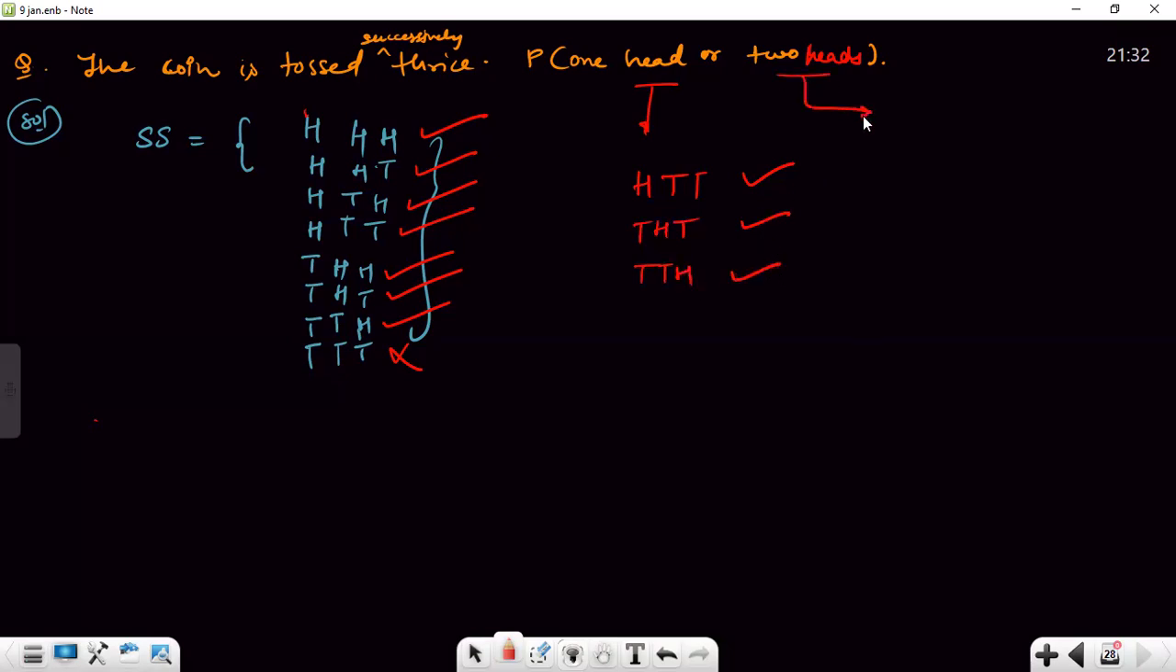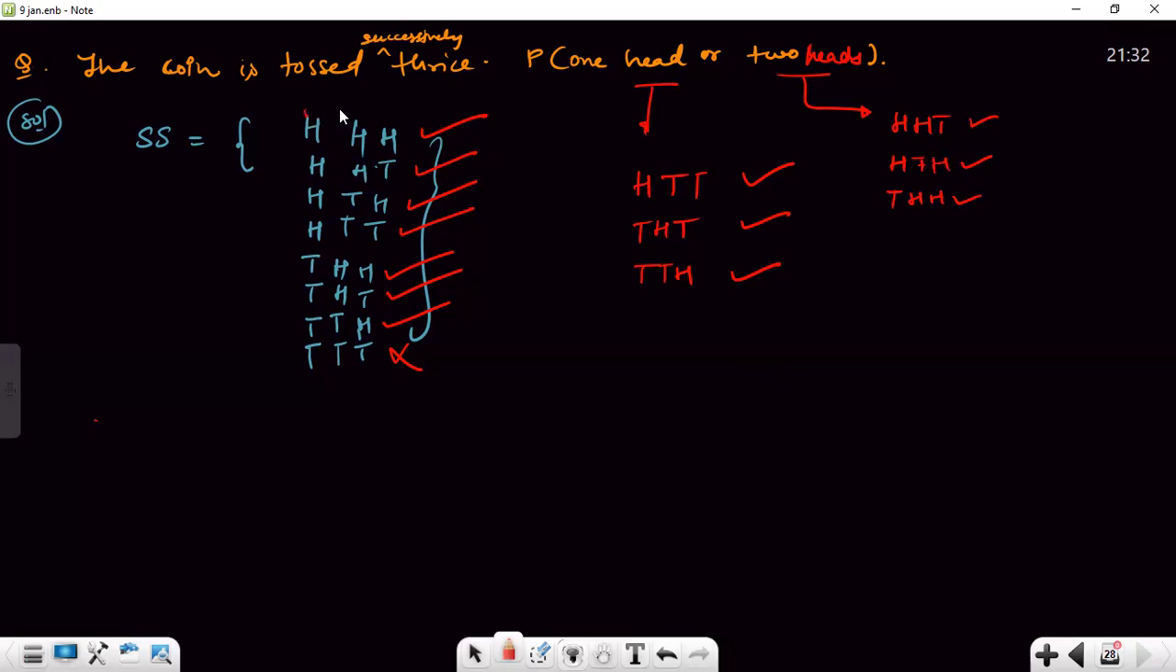When we needed two heads, so exactly two heads: head, head, tail, this works for us. Head, tail, head, that also works. Head, tail, head... oh, I have written it twice. Tail should come first this time. Tail, head, head, that also works for us.